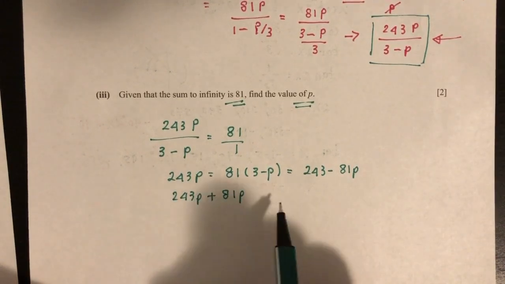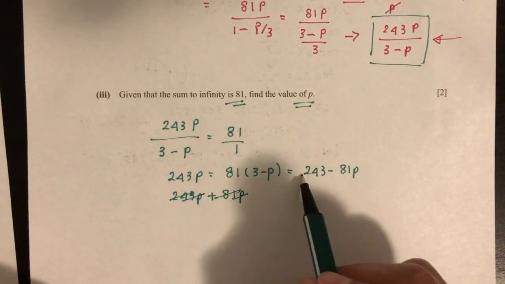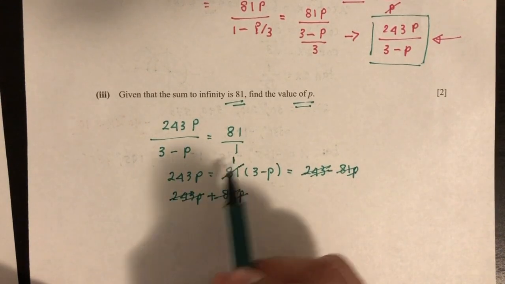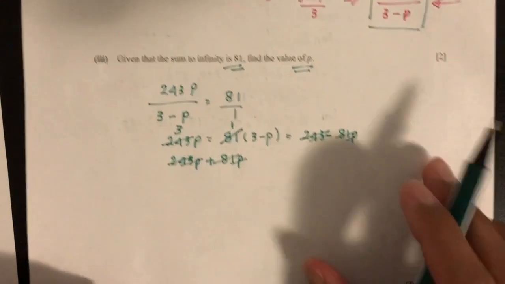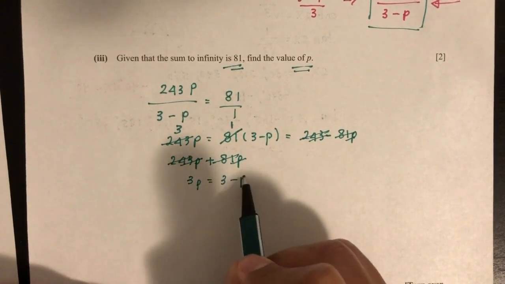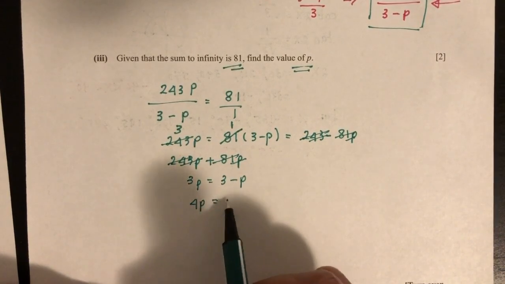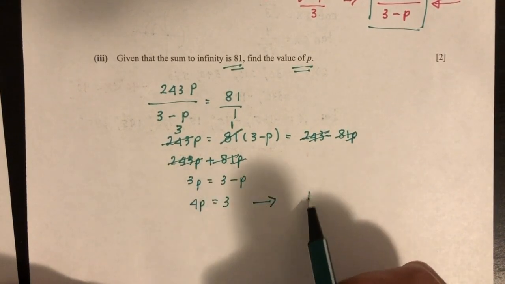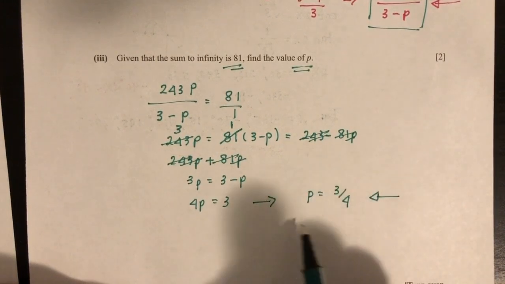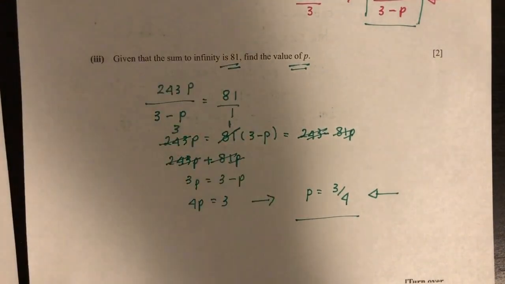Oh, this is a long way, we could have just done something here. Instead of expanding this, we can just divide by 81, you have 1 here and you will have 3. So you will have 3p equal to 3 minus p. Bring this over here, you will have 4p equal to 3. From this you will have p equal to 3 over 4. So that is your value for p, and that is question number 10.